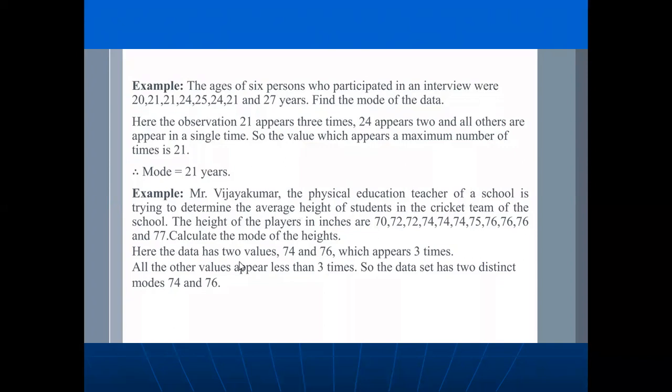Here the data has two values, 74 and 76, which appear 3 times. All other values appear fewer than 3 times. So we can say we have two distinct modes, that is 74 and 76.